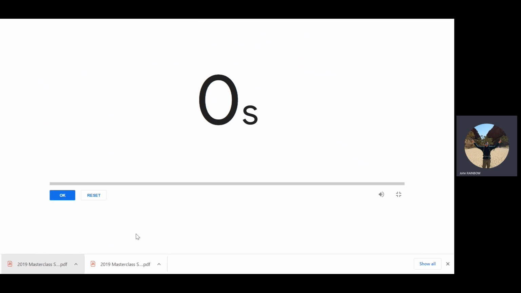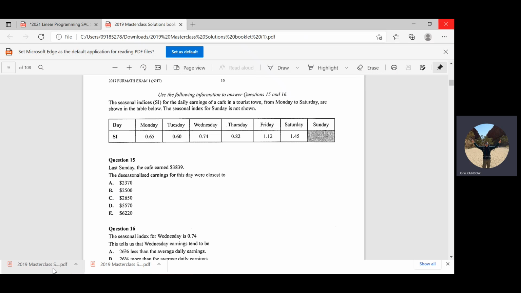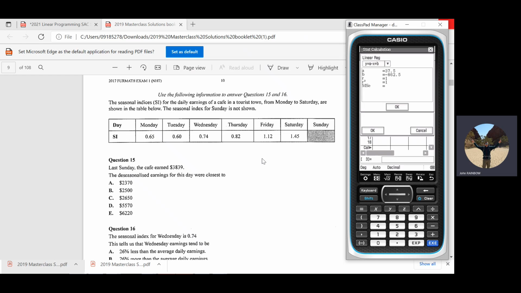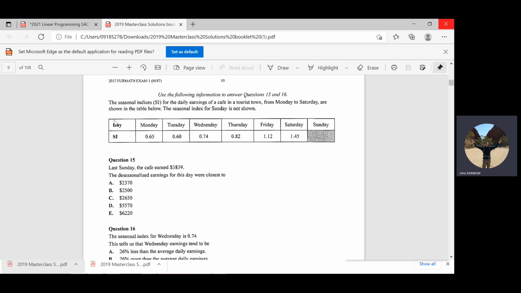All right, let's have a go at this one. I'm going to run through this one here. If you recall, this is a bit of a warm-up question, going back to finance. The seasonal indices for the daily earnings in a cafe in a tourist town from Monday to Sunday are shown in the table below. The seasonal index for Sunday is not shown. Last Sunday, the cafe earned that amount. The deseasonalised earnings for this day were what?